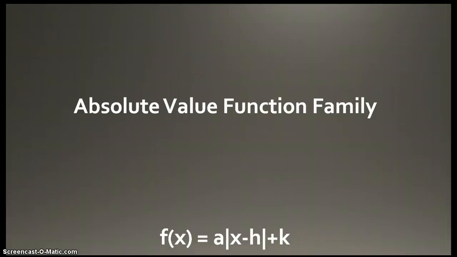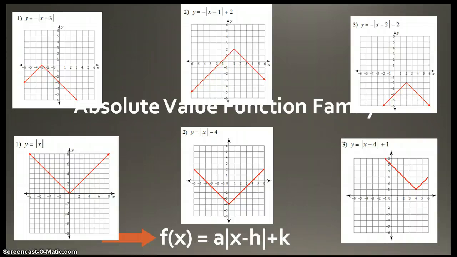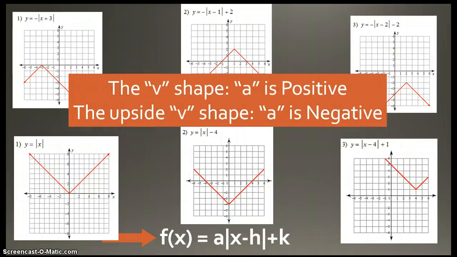The last function family we're going to look at is the absolute value function family. The absolute value function family is f of x equals a times the absolute value of x minus h, plus k. The absolute value function family looks a little bit like this. You can either have a right side up V shape or an upside down V shape. If you have a right side up V shape, that means the a value is positive, which means the number right after the equals is positive. If the number right after the equal sign is a negative, then you're going to have an upside down V shape, which means you have a negative graph.